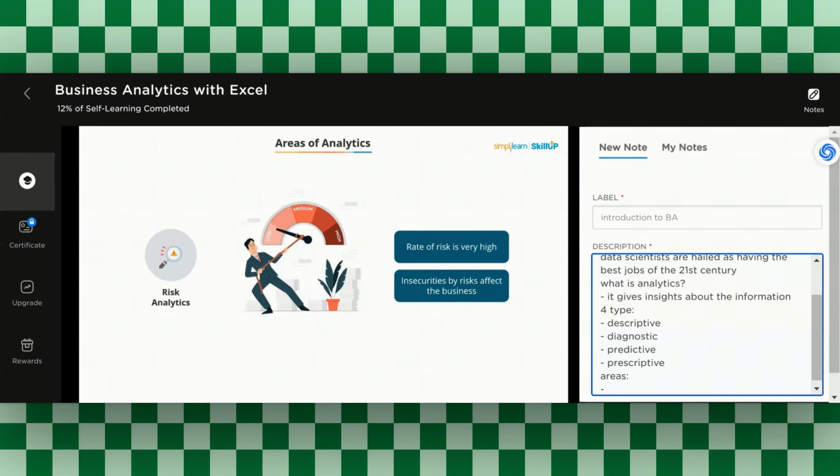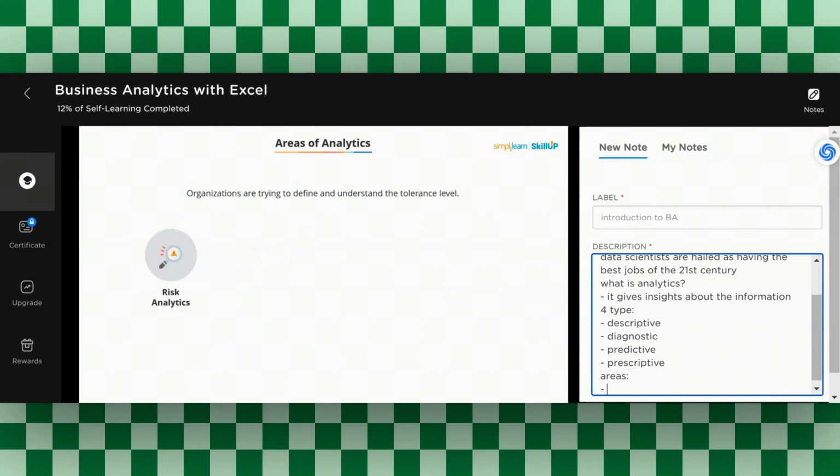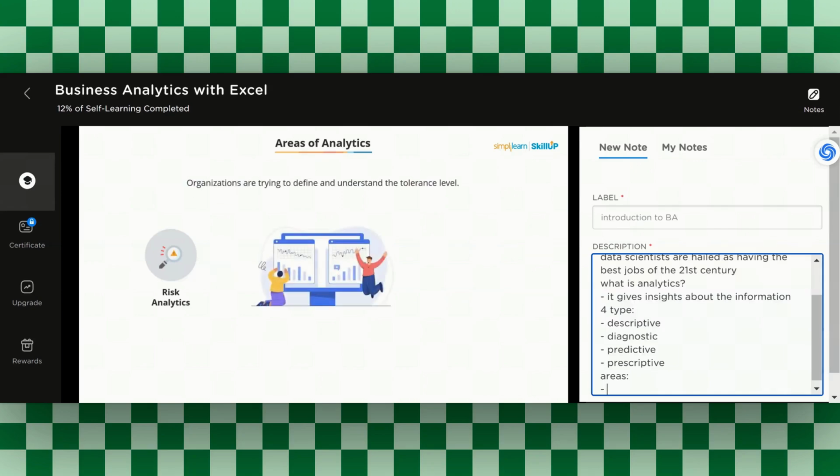Risk analytics tries to receive the uncertainties of the predicted future and helps evaluate the project's success or failure. Organizations are trying to define and understand their tolerance level for risk. With the help of risk analytics, organizations try to manage and mitigate the risk as they can be identified, measured, and planned, thus allowing decision makers enough time to make wise decisions and corrective action.